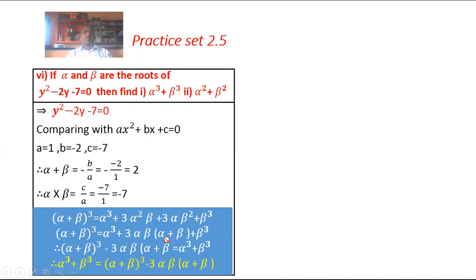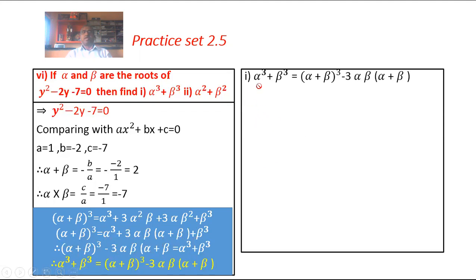The term 3 alpha beta (alpha plus beta) goes to the LHS side, then we get (alpha plus beta) cube minus 3 alpha beta (alpha plus beta) is equal to alpha cube plus beta cube. Then we get alpha cube plus beta cube is equal to (alpha plus beta) cube minus 3 alpha beta (alpha plus beta). By using this formula, we find alpha cube plus beta cube.